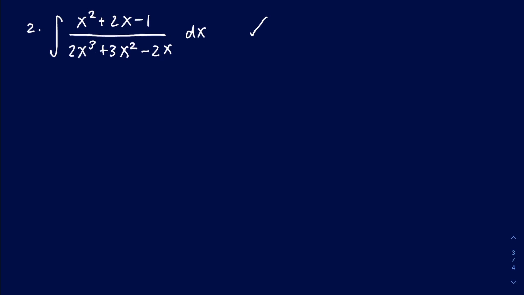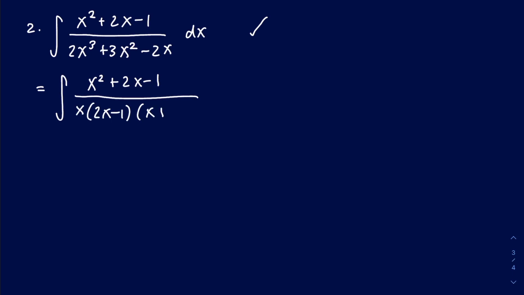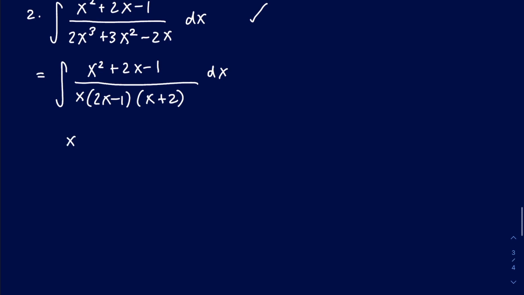Then we can proceed. Here I'm going to rewrite this by factoring the denominator. When you factor the denominator, you get x times (2x - 1) times (x + 2) with respect to x. So what we can do from here is write x squared + 2x - 1 over all of this.